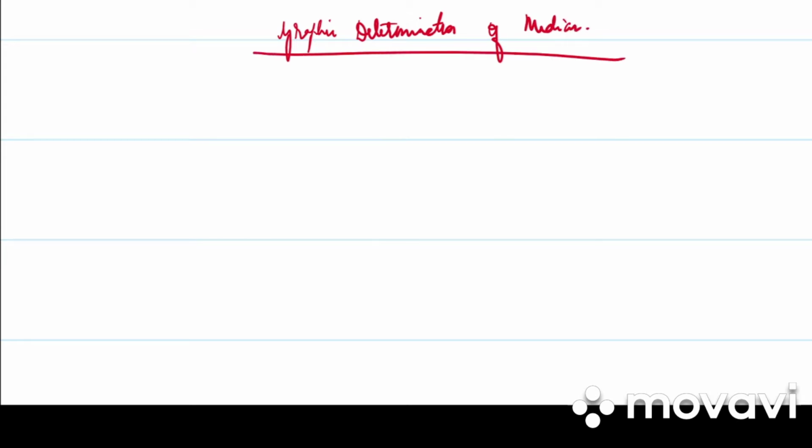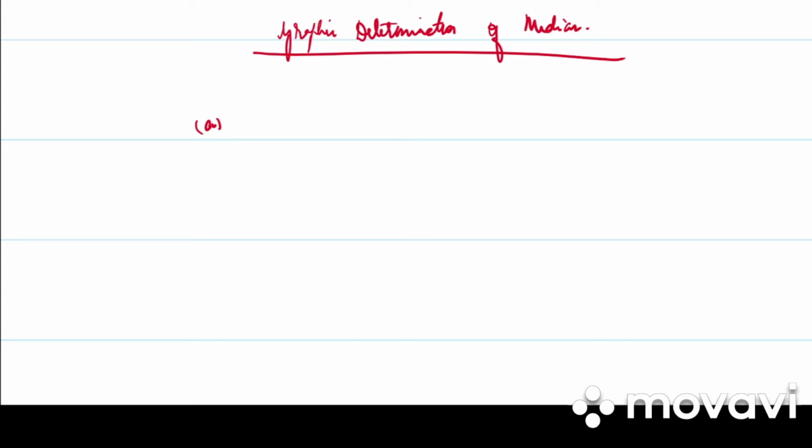Good morning, students. So let's continue with the chapter that is measures of central tendency, under that, median. So write down the next side heading, graphic determination of median. Under this we will be having two ways to find out the median. First one is presenting the data graphically in the form of less than or more than ogive.